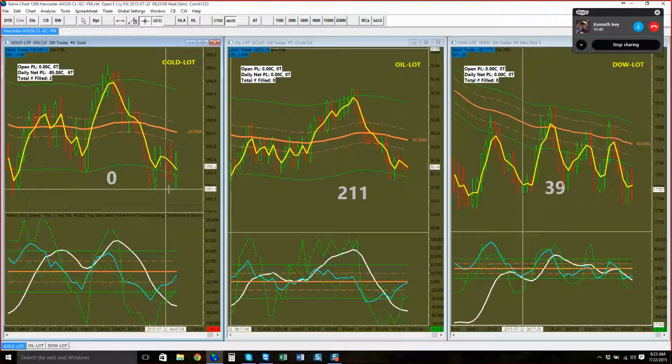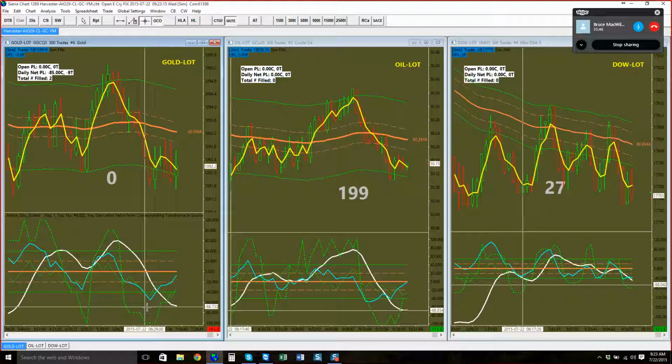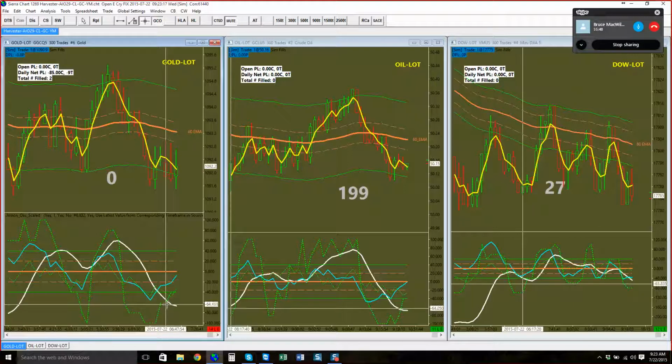But look at the price action. Was that really worth staying in? Because the price action is essentially sideways. And now that we have the Aroon cross up through the white MACD, that's the other signal for us to get out.